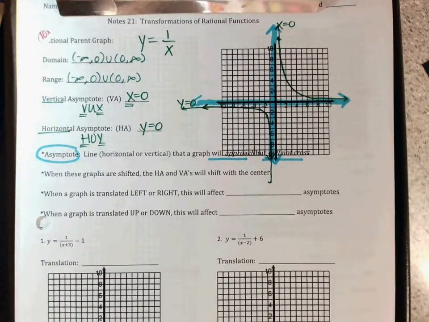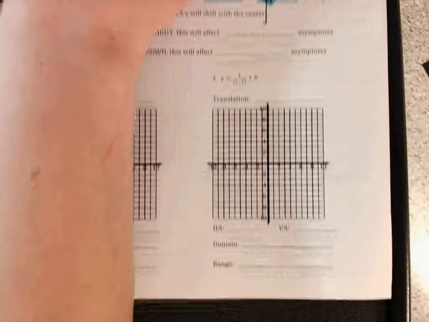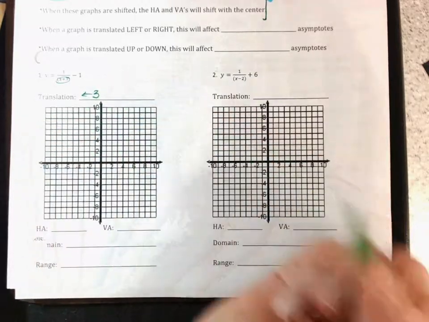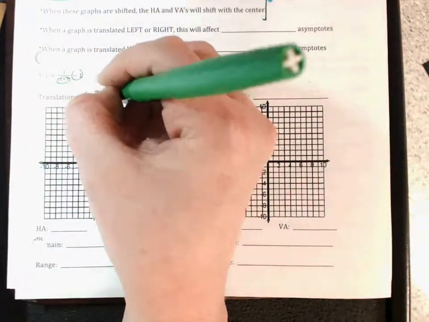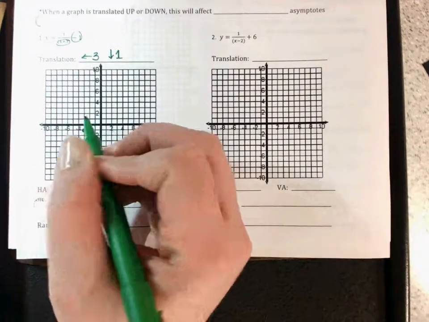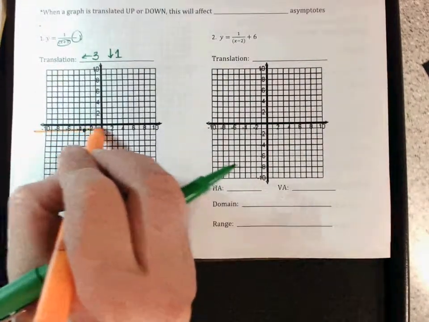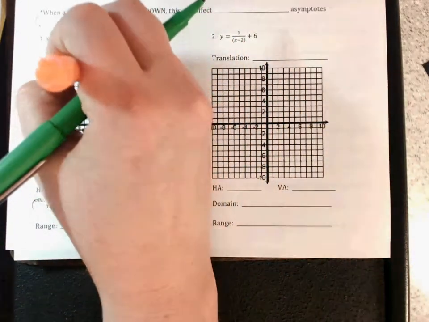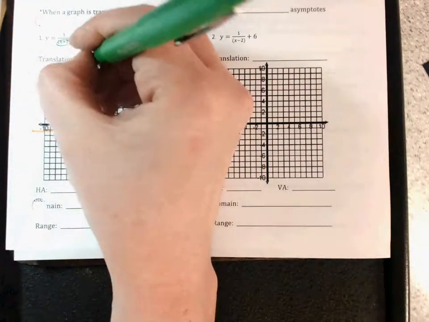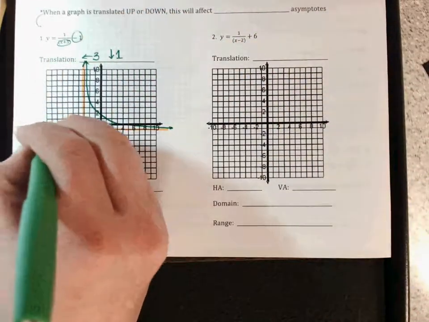So for example, if I'm looking at number 1 down here, notice that this was the parent graph because it didn't have any extra numbers in it. But if I put a plus 3, that shifts me to the left 3. And then if I put a minus 1, that shifts my graph down 1. So I would go to the left 3, 1, 2, 3, down 1, that puts me right here. And then I'm going to redraw those asymptote lines through that point. So one goes here, one goes here. And then remember that my graph has to stay close to those lines, but it's not ever going to cross through those lines, okay?